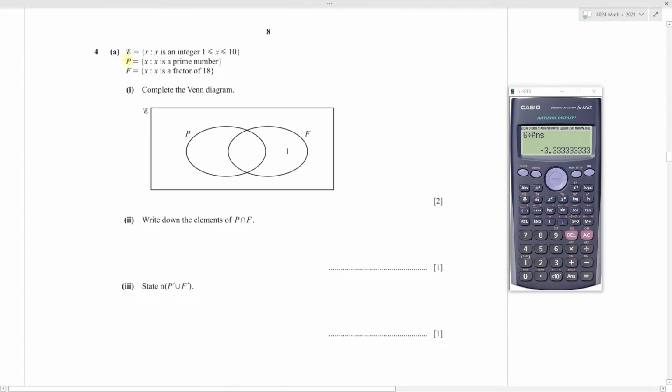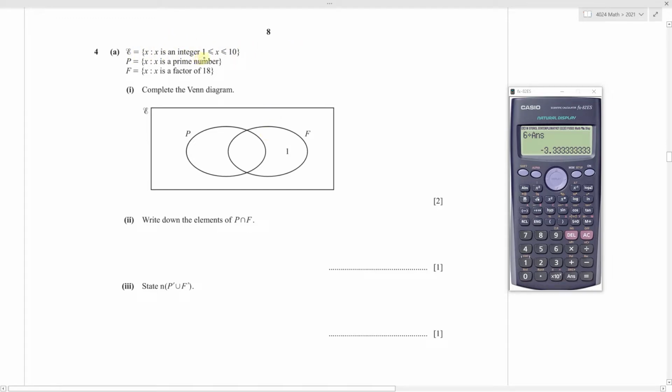Question number 4, part A. You're given a universal set which comprises integers from 1 to 10. P is a set of prime numbers, and F is a set of numbers which are factors of 18. Complete the Venn diagram. So P represents this set, F is here. So let's first list down the numbers.